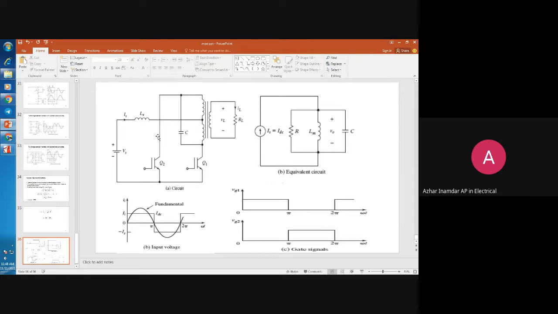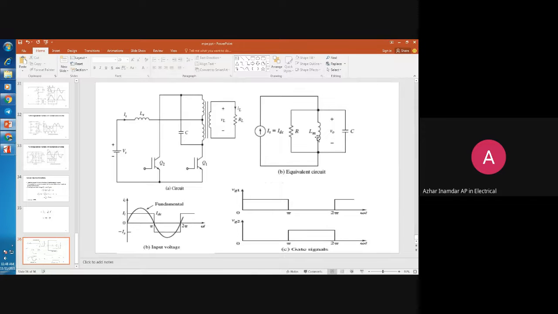From this figure you can see there is an inductor Le, L suffix E. It will act as a current source, and the capacitor C is the resonating element. Lm in the equivalent circuit is the mutual inductance of the transformer, and it acts as the resonating inductor.